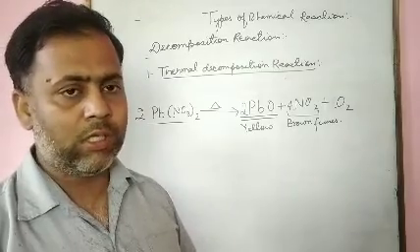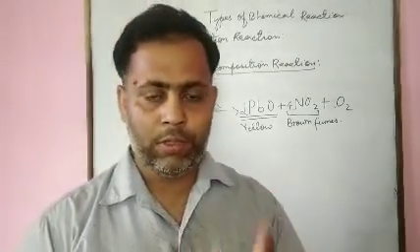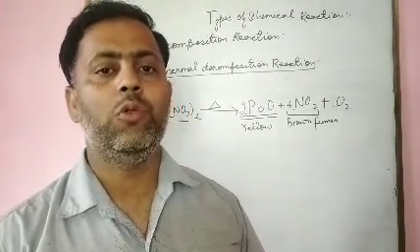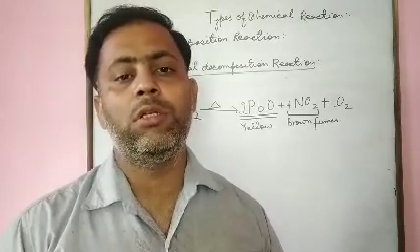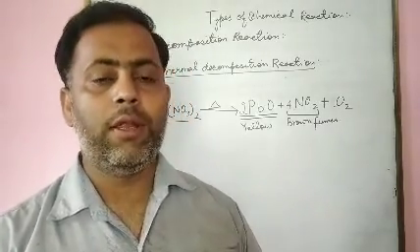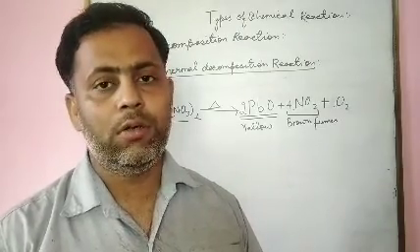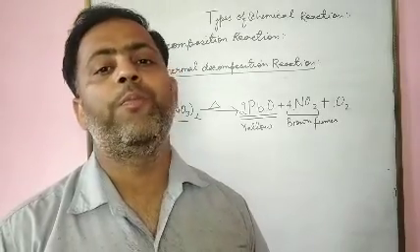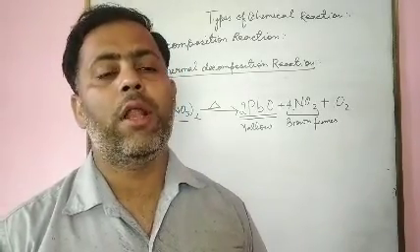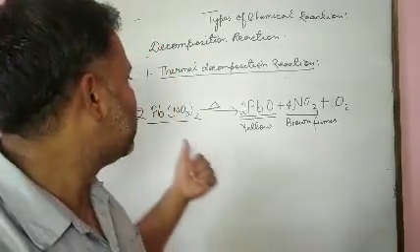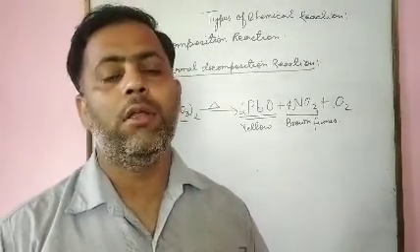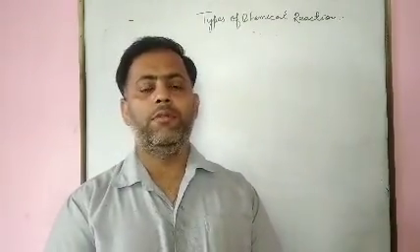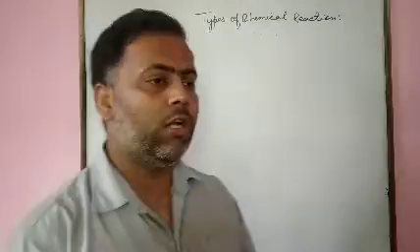We have discussed the decomposition reaction. The first one, decomposition of calcium carbonate into calcium oxide and carbon dioxide. The next, the decomposition of potassium chlorate into potassium chloride and oxygen. We have discussed the decomposition of ferrous sulfate heptahydrate into ferric oxide, sulfur dioxide and sulfur trioxide. We have discussed the decomposition of lead nitrate into lead oxide, nitrogen dioxide and oxygen. Next, we will discuss the photolytic decomposition.